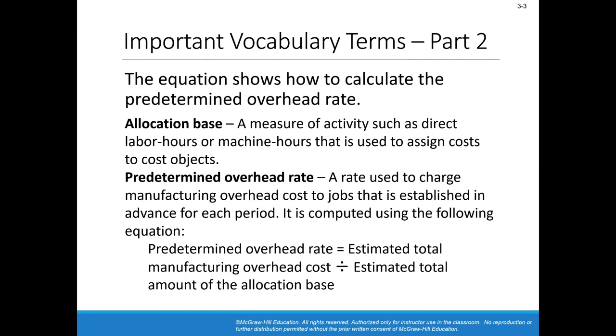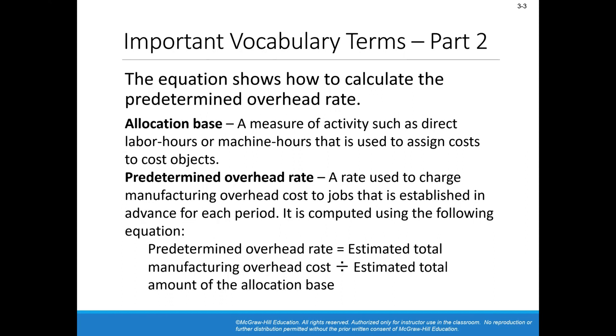So when we had the equation, we had the cost at the top, and then we had that allocation base at the bottom. We have a predetermined overhead rate, a rate used to charge manufacturing overhead cost to jobs that is established in advance for each period, and it's computed using the following equation. So here's the equation again. It's the estimated total manufacturing overhead cost divided by the total amount of the allocation base. So our cost in dollars over whatever the allocation base is.